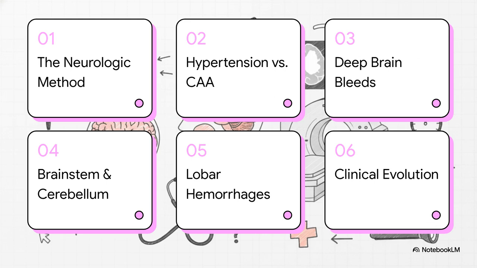So here's our roadmap for this explainer. We'll quickly cover the neurologic method, contrast the main drivers of ICH, and take a top-down tour of the brain, from the deep structures all the way to the lobes, before wrapping up with clinical evolution.